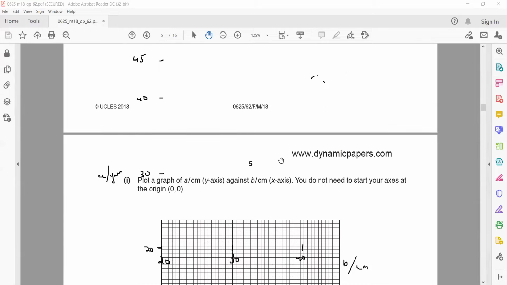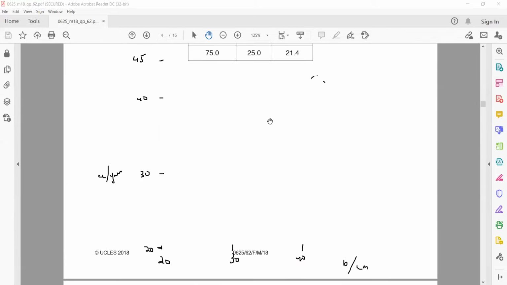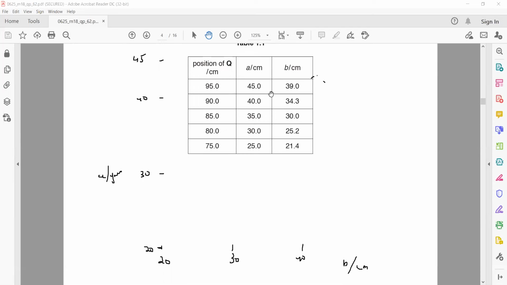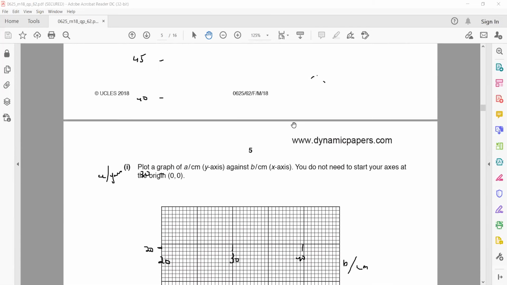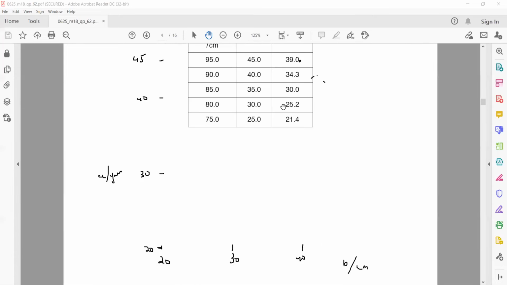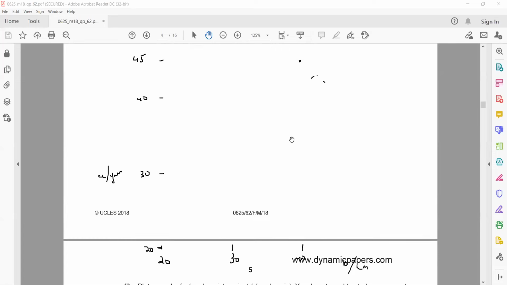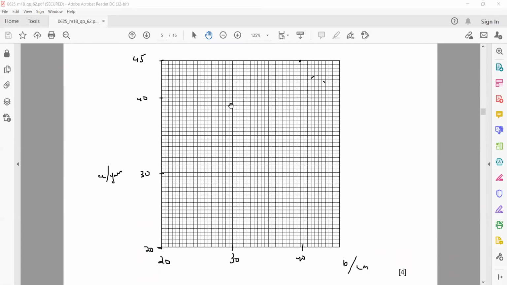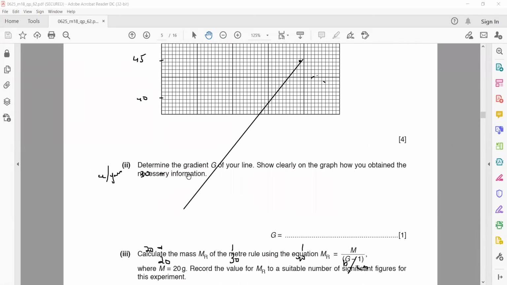When I plot my result, I'm roughly sketching a graph. 45, 39, 40, 35, 45, 39. Maybe my points might not be accurate because of the screen. So 45, 39, 40, 35, 34.3. When we sketch a graph for this, we'll get a straight line, and from this straight line, determine the gradient.